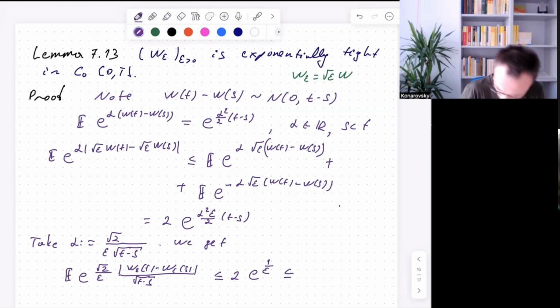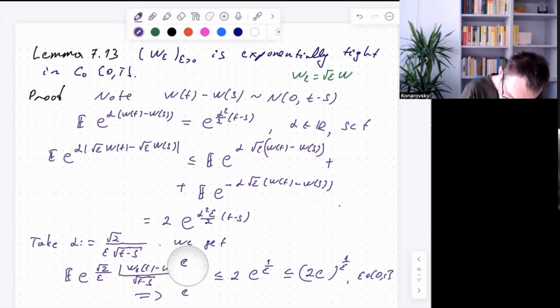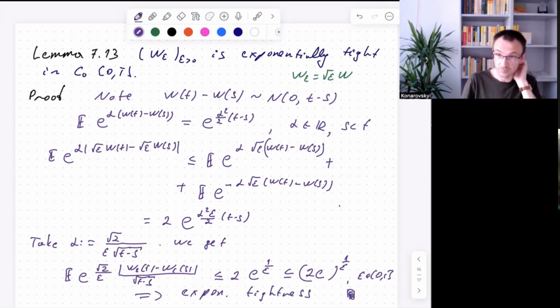And of course, we need to care for epsilon small. It is less or equal than 2e to the power 1 over epsilon. That implies, for instance, when epsilon is between 0 and 1, and this implies the exponential tightness. And this proves the lemma and also finishes the proof of the Schilder theorem. Because having the exponential tightness plus weak large deviation principle, we will get the full large deviation principle for the Brownian motion.